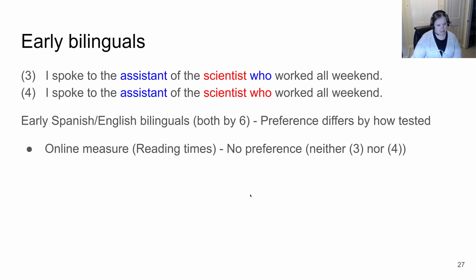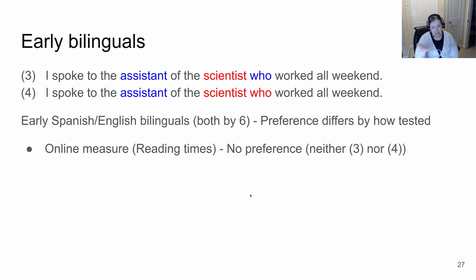So that sort of data where you force the other reading usually is something that for second language learners you're seeing a difference, right? You're causing some of those preferences to show up. For the early bilinguals, you don't get that difference in those online reading times.